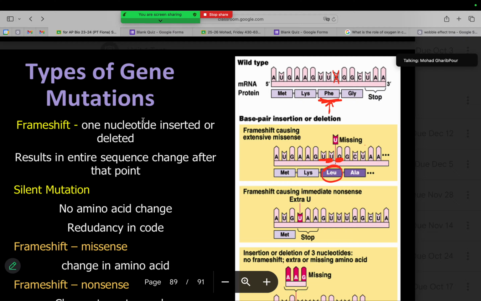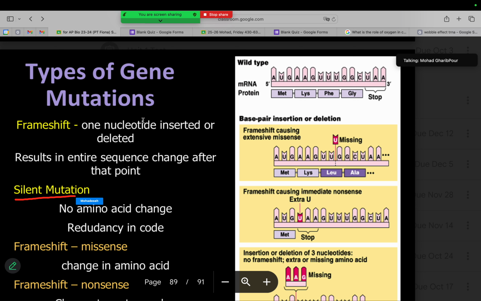So that resulted in a change. Insertions and deletions always change the amino acids after that mutation is made. So anything beforehand or upstream, it's okay because it doesn't shift the frame for those ones. But anything after the mutation, we're going to change the amino acids. So that's a frame shift.